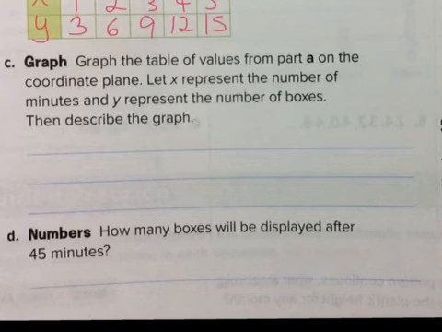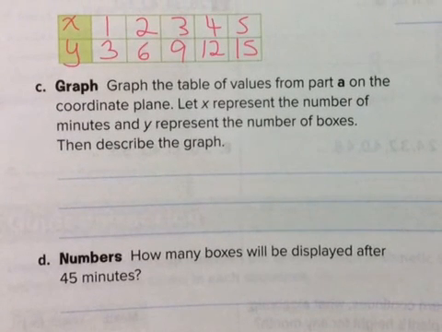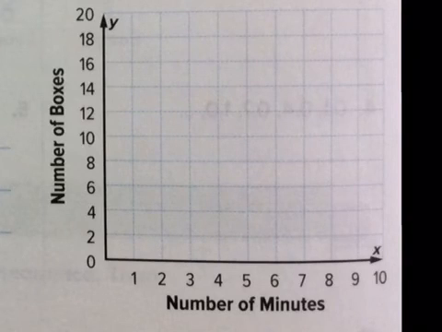Okay, now we're going to look at graphing. Graph the table of values from part A on the coordinate plane. The coordinate plane right here, boys and girls. Okay, the coordinate plane. We're going to graph this table that we have up here, right there, using x and y. Let x represent the number of minutes, which I did, and y represent the number of boxes. We did that, right? Right in the bottom there. Then describe the graph. Since we already know the rule, I don't have to look at the graph or at the table while I do this.